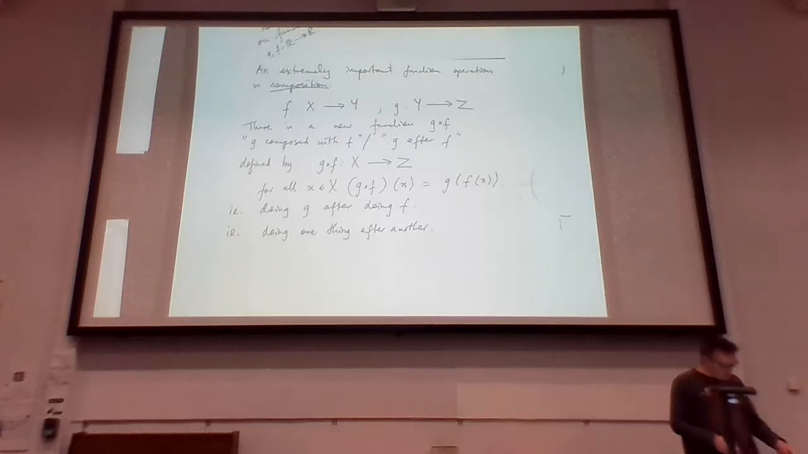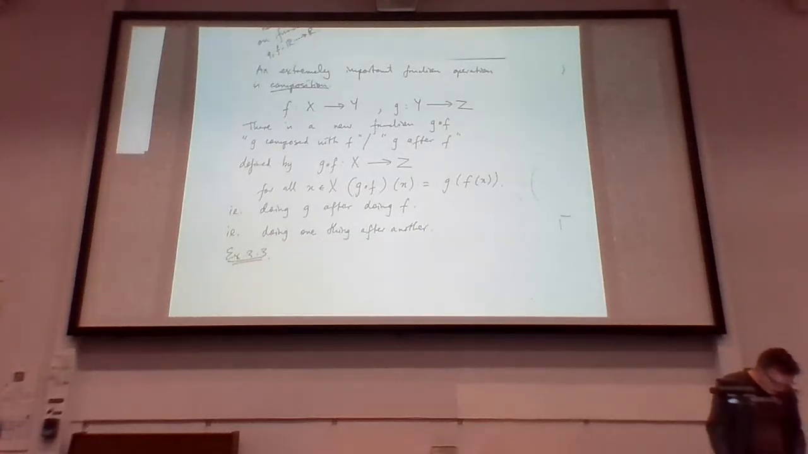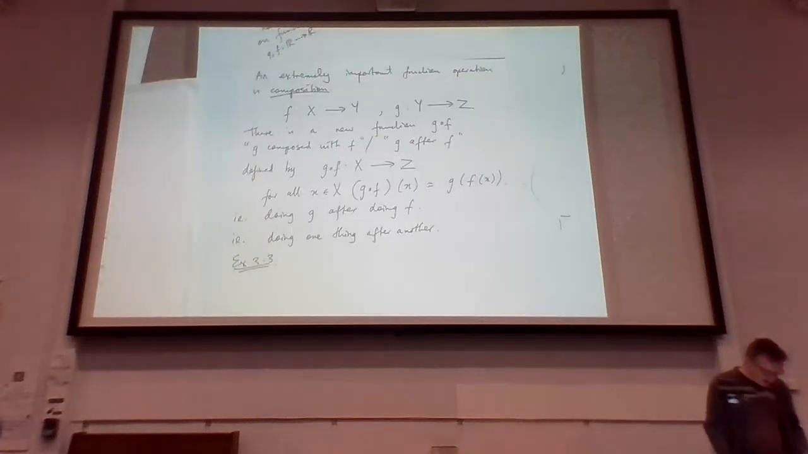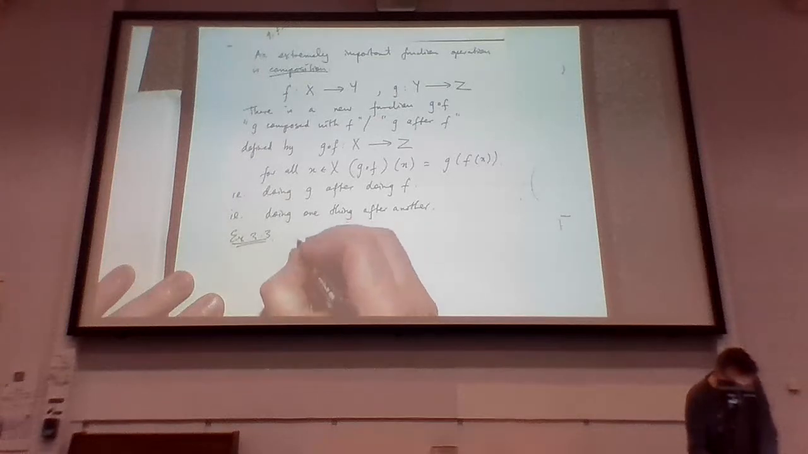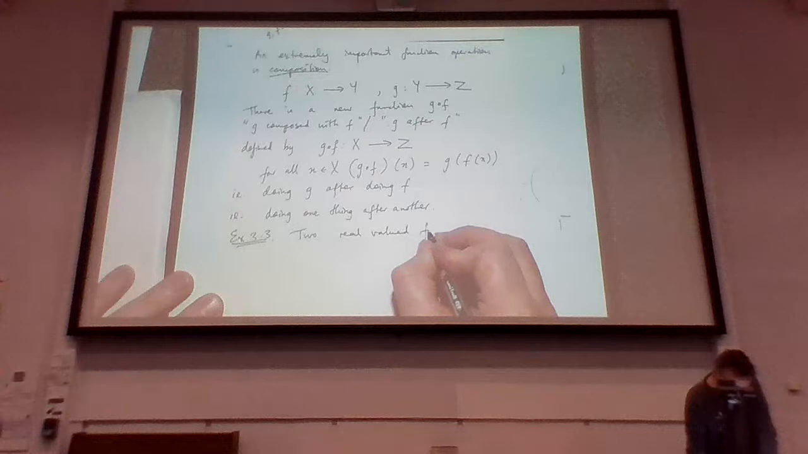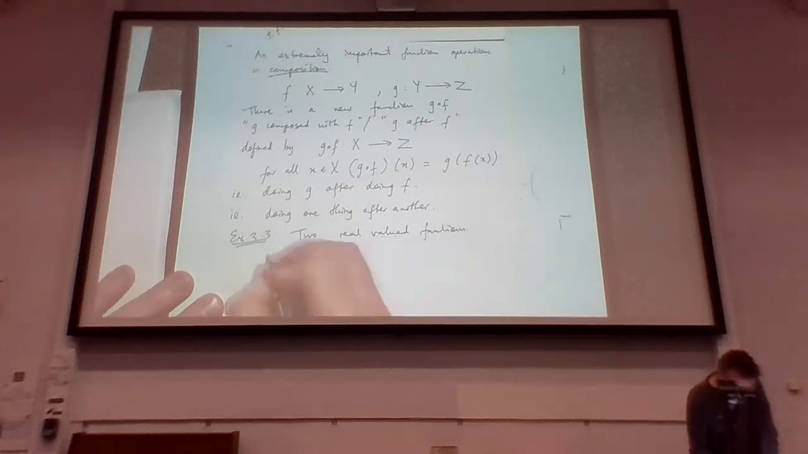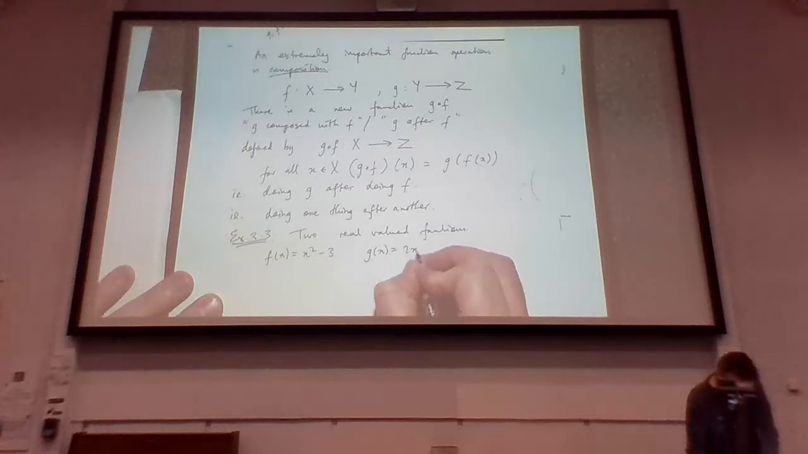So we could look at some examples. Example 3.3. And these are all examples of real value functions. And real value functions can often be composed. And so here we've got two real value functions, f of x being x squared minus 3, and g of x being 2x plus 3.